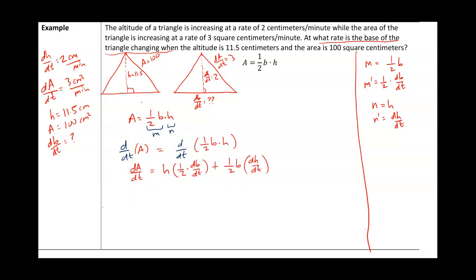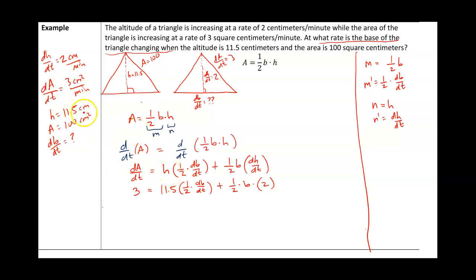Now on the other side, I'm going to get my product rule. Okay, so my product rule is going to be n times m prime. So it's going to be h times 1/2 dB/dt, which is my m prime, plus m, which is 1/2 b, times n prime, which is dh/dt. So if I plug everything in, my dA/dt from here is equal to 3.